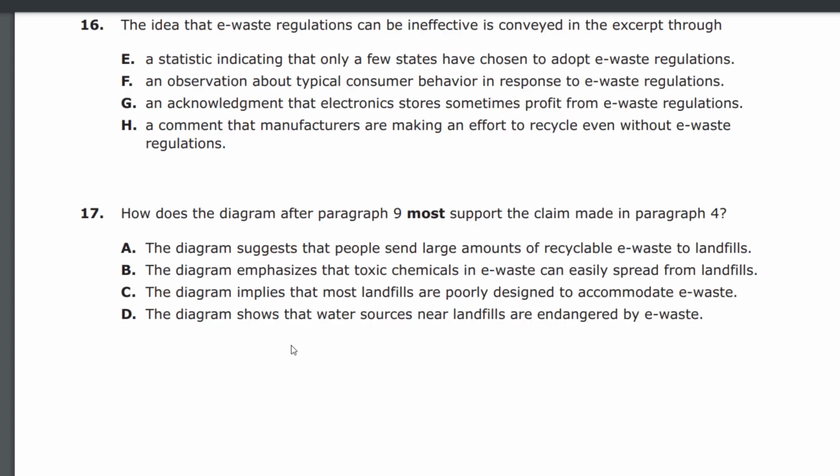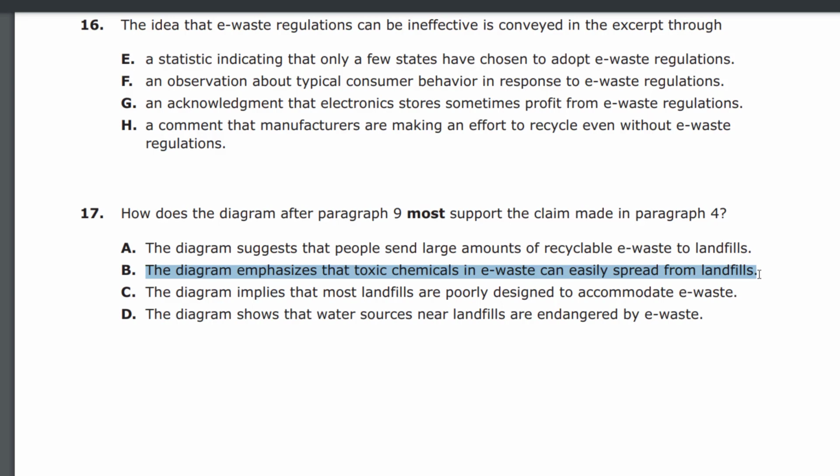Which is a problem. Let's see what the correct answer to the question is. How does the diagram after paragraph 9 most support the claim in paragraph 4? The diagram emphasizes that toxic chemicals in e-waste can easily spread from landfills. That was the main idea.